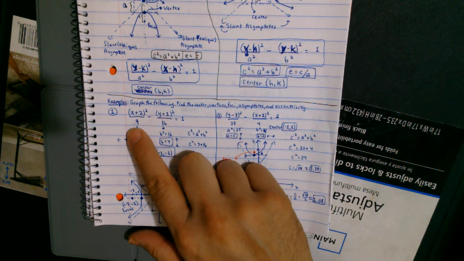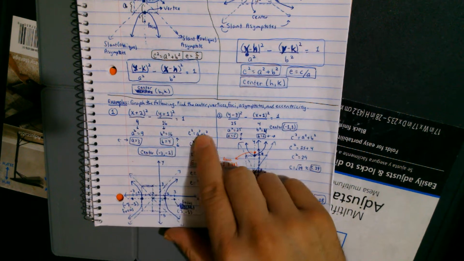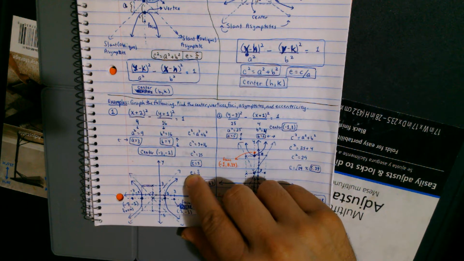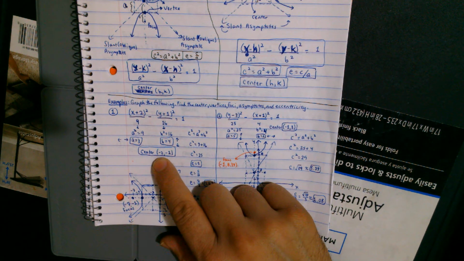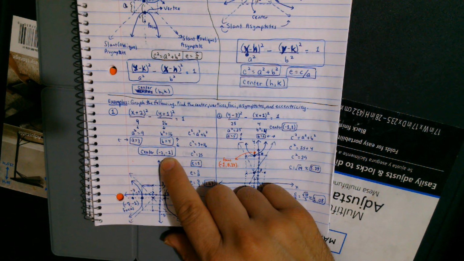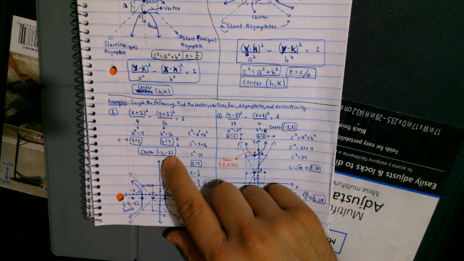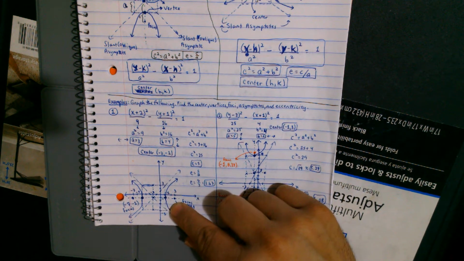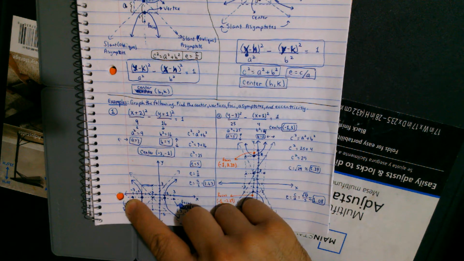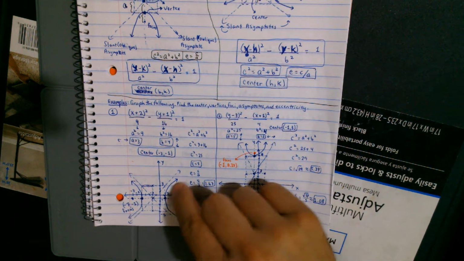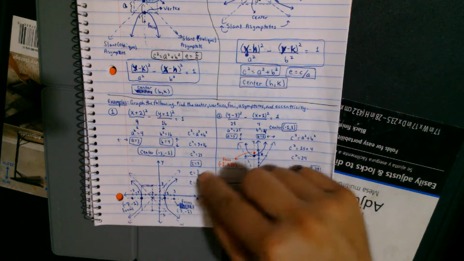From this box, we're going to go along this axis, the c value. So the c value is a squared plus b squared, so 9 plus 16. The c value is the square root of that, which is 5. So from this center, (-2, -1), I'm going to go right 5, left 5. So I'm going to be at (3, -1) and (-7, -1). Those are my foci, inside the paths of each branch.